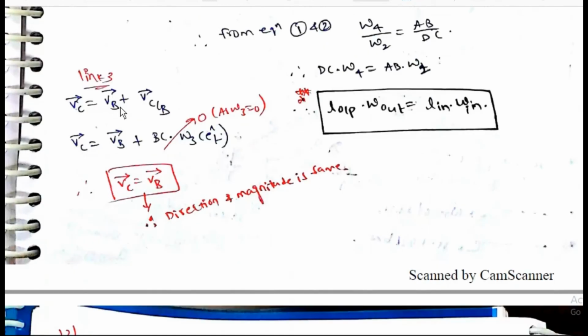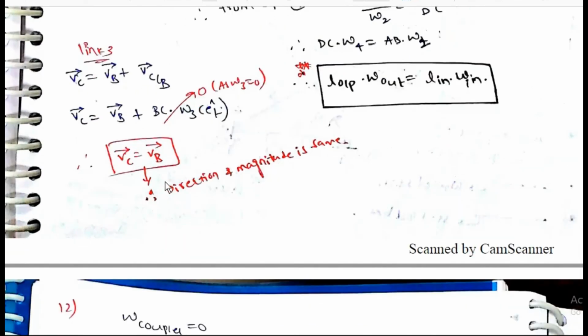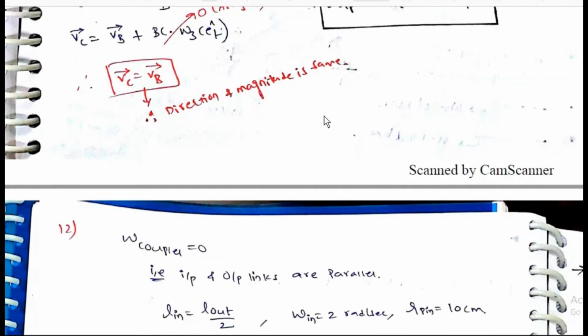VC bar is equal to VB bar plus VC by B bar, which is equal to VB bar plus BC omega 3 et cap. VC bar is equal to VB bar, therefore direction and magnitude are the same.